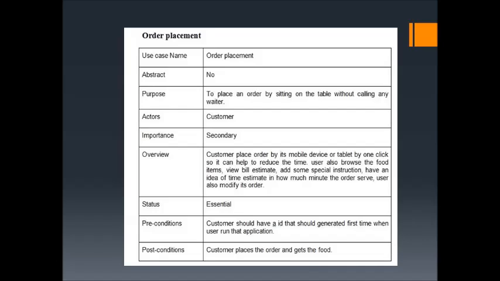Order placement use case. Customer places an order by mobile device or tablet with one click, so it can help to reduce the time. The user can also browse the food items, view a bill estimate, add some special instructions, and have an idea of the time estimate and how many minutes until the order is served. The user can also modify their order.